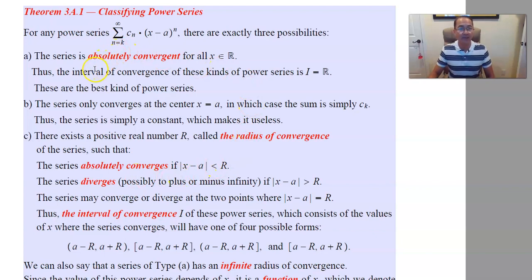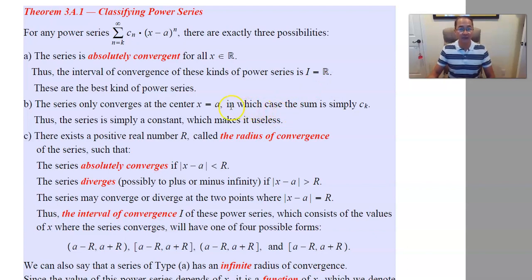First possibility, the best kind: no matter what you plug into x, you're going to get an absolutely convergent series. So in this case, we say that the interval of convergence is all real numbers and the radius of convergence is infinite.